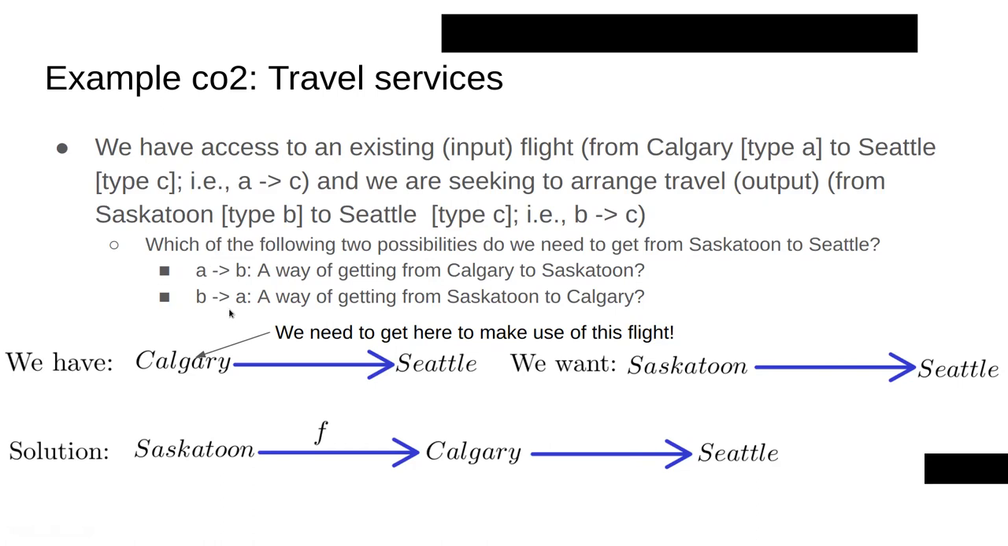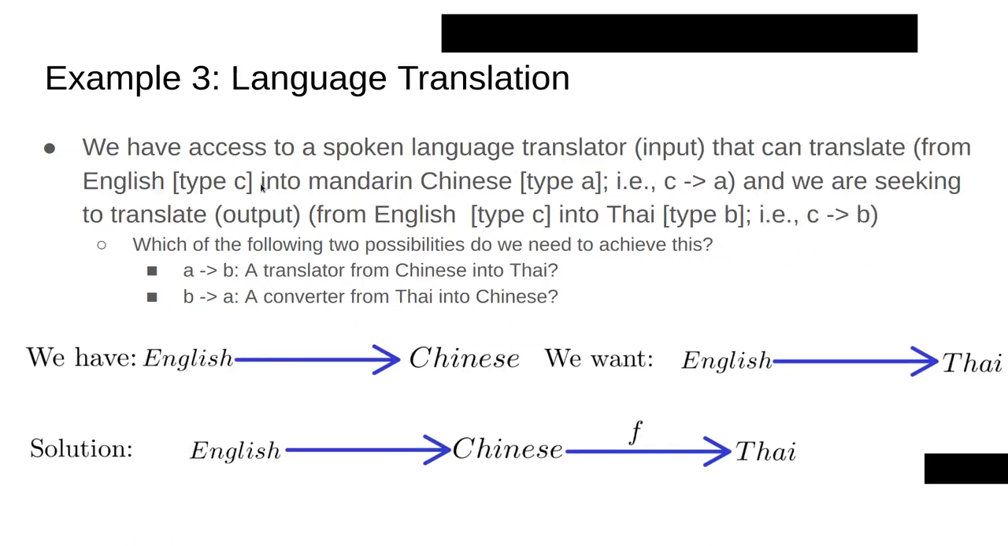To produce it, we want a B to C. To produce that from an A to C, we need something that goes from B to A, in the opposite direction, right? It's the opposite direction. Even though we want the B to C, we don't want to produce it by going A to B. No, we mean B to A. So we can use this, which requires it as a precondition.